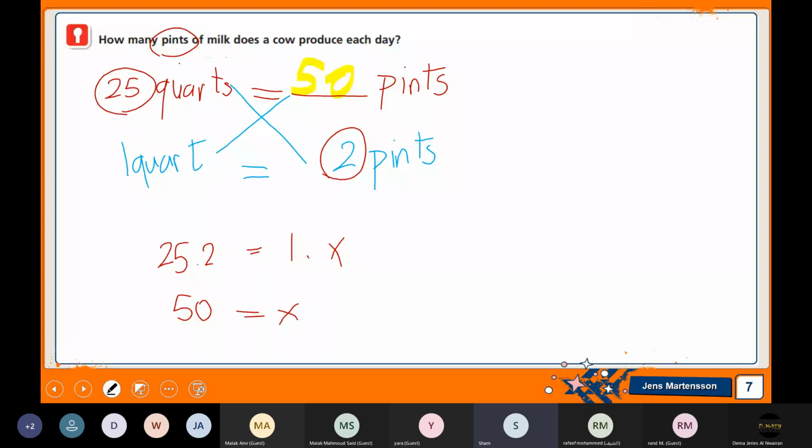We multiply the 25 with 2, and then the 15 we're going to multiply with 1. Oh, it's no need. It's 50. Okay. Here you multiply. You didn't divide. In the first case you divide. In this case you multiply. So that's why you must write this map or these steps to know when you need to multiply or when you need to divide.